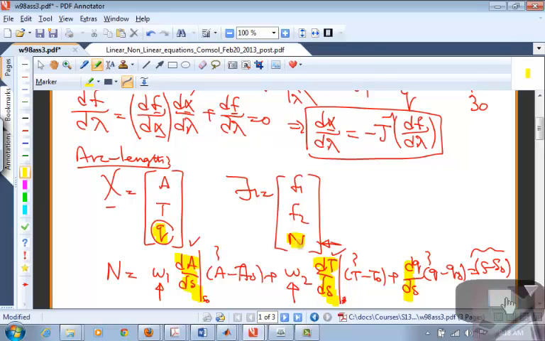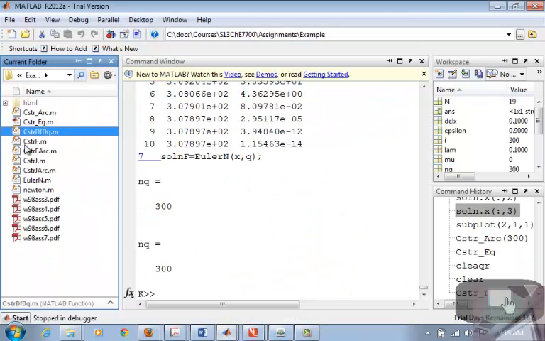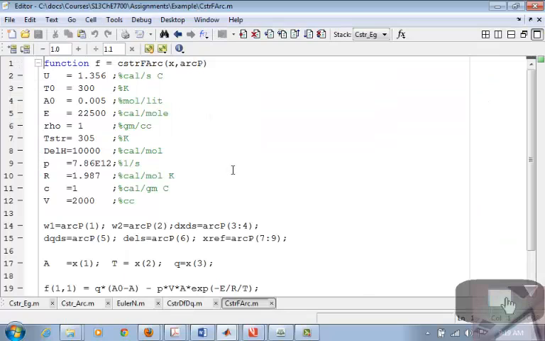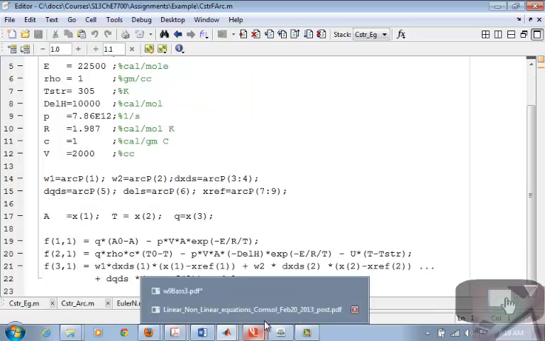So I need to construct a function in MATLAB. I would call it CSTR f arc. Okay, this is the function for the arc length method, and it will send three values and it will expect to get three values, and there are those three functions. And the third function is what I just wrote down.